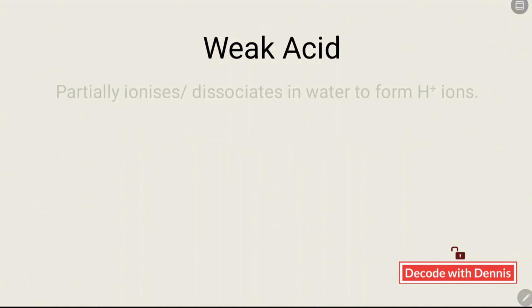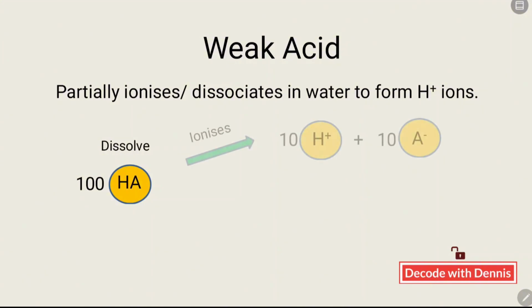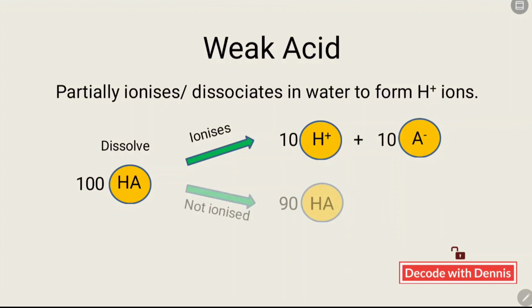A weak acid is one that partially ionizes in water to form hydrogen ions. So let's say for example you dissolve 100 acid molecules in water. Maybe about 10% of the acid molecules ionizes to form 10 hydrogen ions and the corresponding anions. Then the remaining 90% of the acid molecules remain in molecular form. One common example of a weak acid is ethanoic acid.